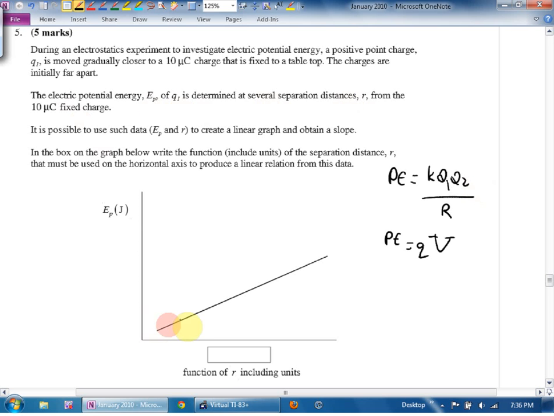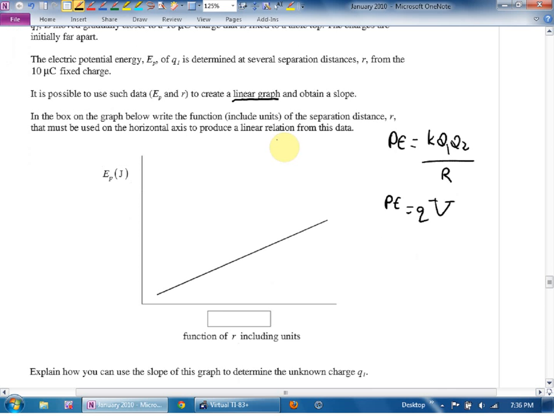Now, this has created a linear graph. How the heck could you get a linear graph from here? It says, in the box on the graph below, write the function, including units, of the separation distance r that must be used on the horizontal axis to produce a linear relation from this data. Vitaly, simple question, where is the r right now, on the top or on the bottom? That's no good.